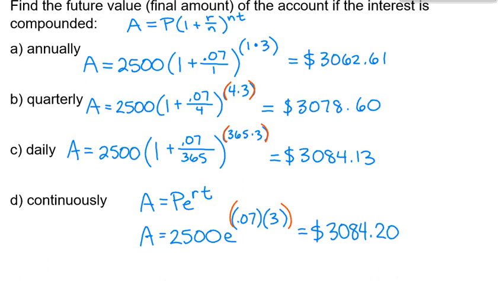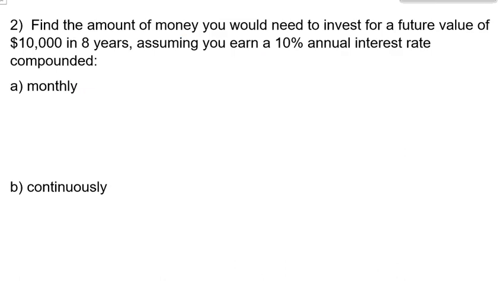Okay, one more example. Number 2. Find the amount of money you would need to invest for a future value of $10,000 in 8 years, assuming you earn a 10% annual interest rate, compounded monthly and continuously. So this problem is a little bit different because you're asked to find the amount of money you would need to invest. So we're finding the principal, and we're being told the future value, 10,000, we're being given the final amount, A.